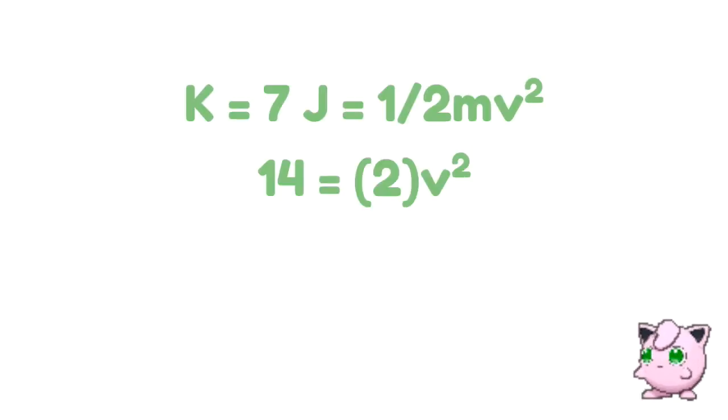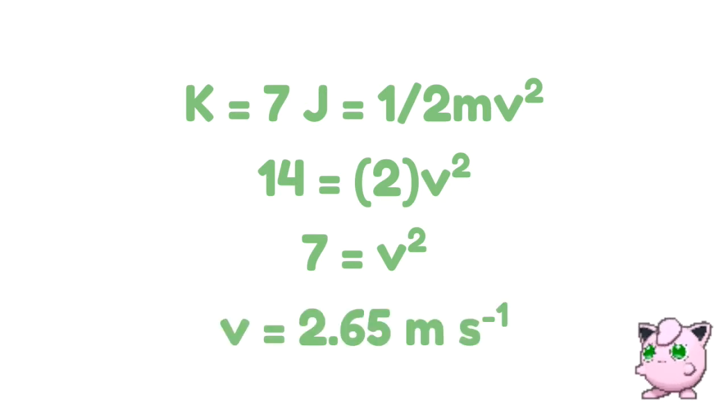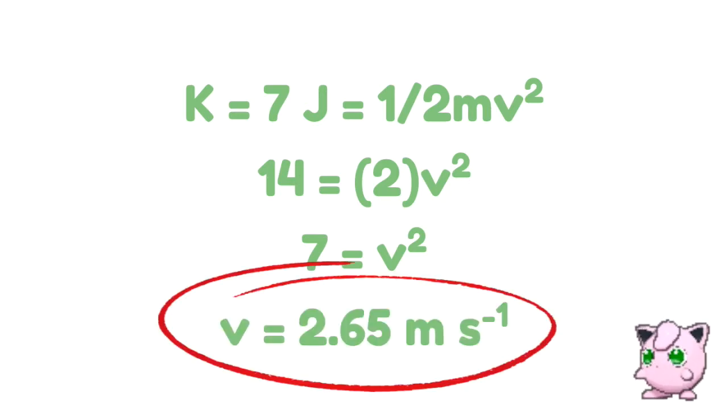We set our kinetic energy equal to 1/2 mv squared, which is the equation for kinetic energy by definition. We are looking to isolate v by multiplying both sides by 2, dividing by our mass, which is also 2, and taking the square root of both sides to find that v equals 2.65 meters per second.